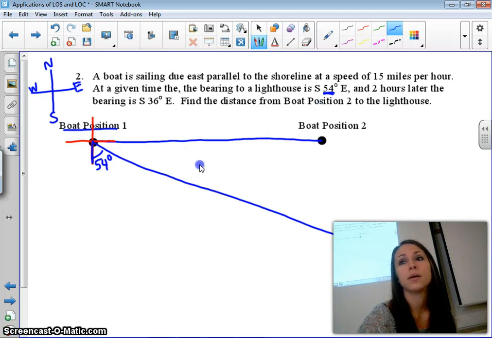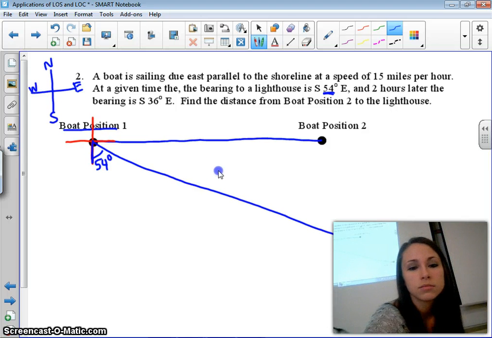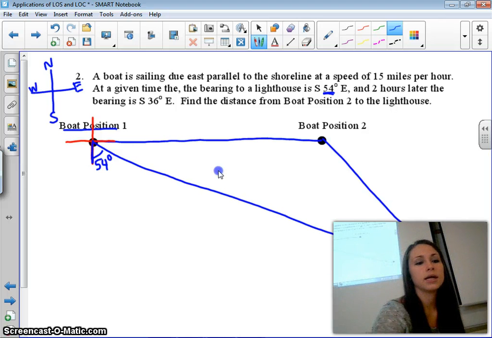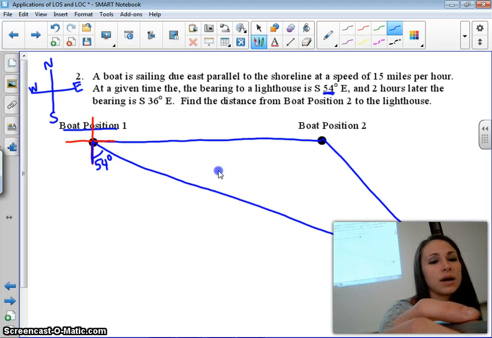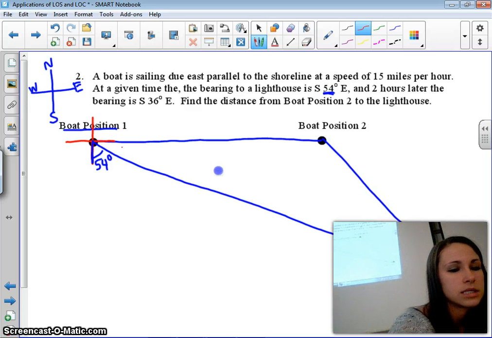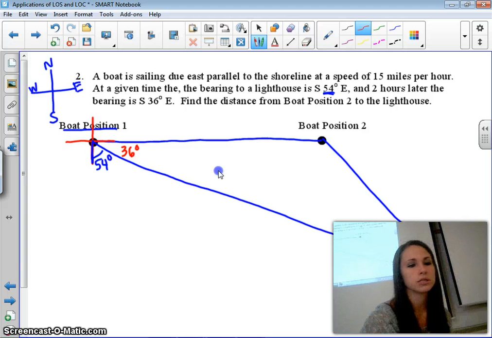Okay? Yes? Alright, so I'm going to do what Jordan said, and because that 54 is not in my triangle, I'm going to subtract 54 from 90 to make this 36. So I know this is 36 degrees. Does that make sense so far?